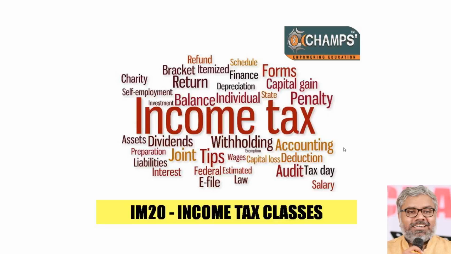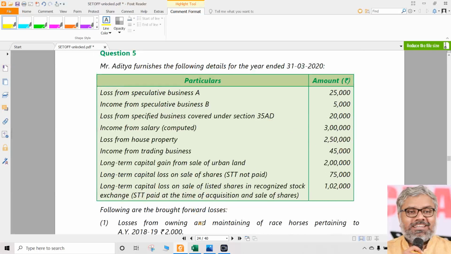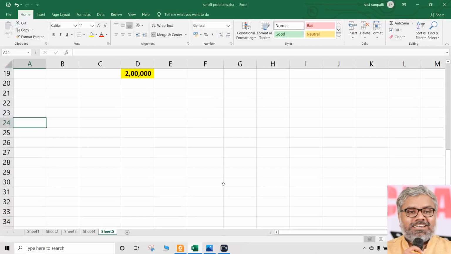In the previous session, we discussed some of the solutions to problems given in the ICA material and some of the questions given in a task to you. Now let's continue with the discussion of some more problems in relation to the set off and carry forward of losses given in the ICA material. Up to question number 4 we have already done. Now let us solve the questions in relation to question number 5 onwards.